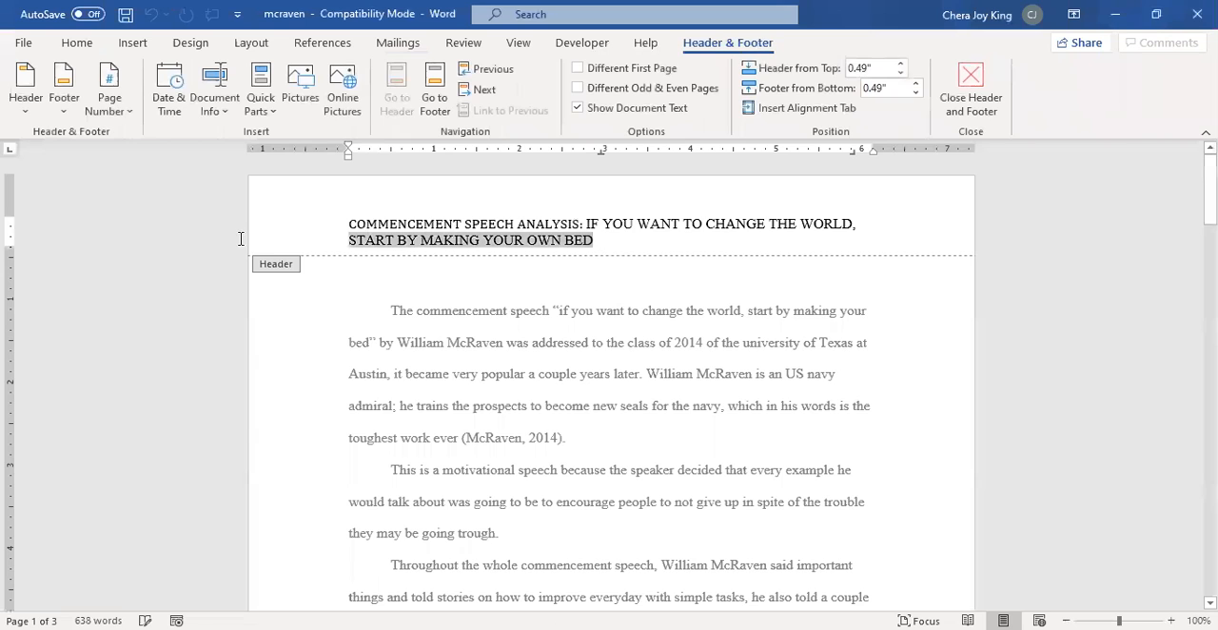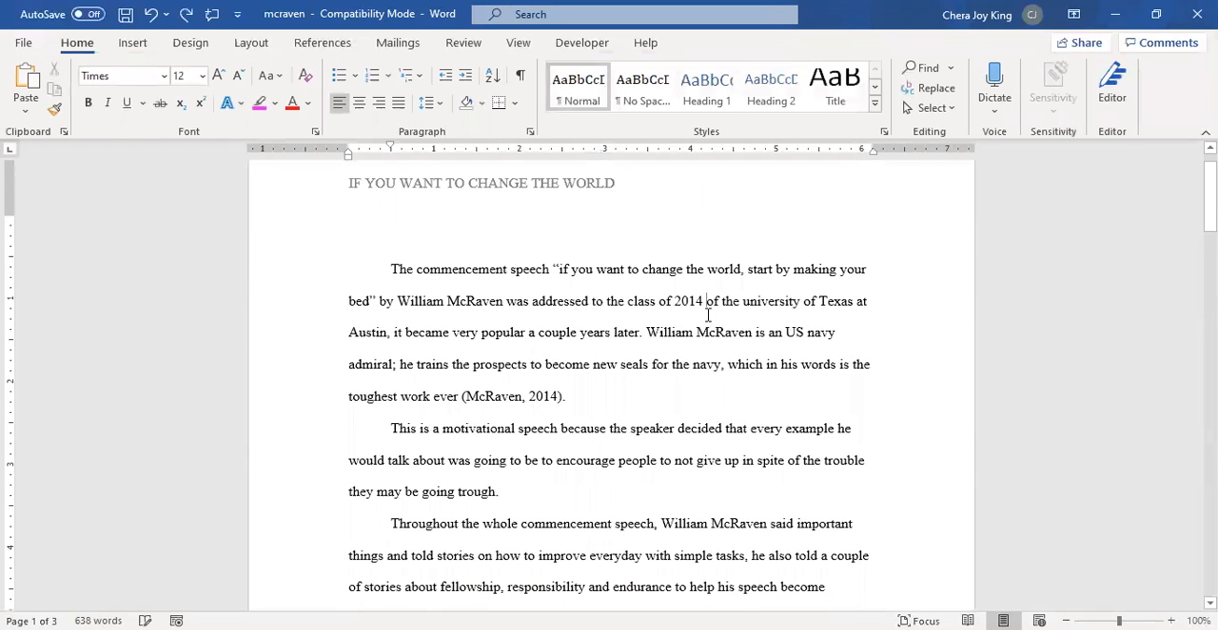And I believe I said in the video that the header can only be 50 characters. So if he needs to condense this somehow, he can maybe just say, if you want to change the world. So he would just use a shortened version of it. I'm not sure if that's 50 characters, but he would just use a shortened version. And of course, we know the page number is missing.